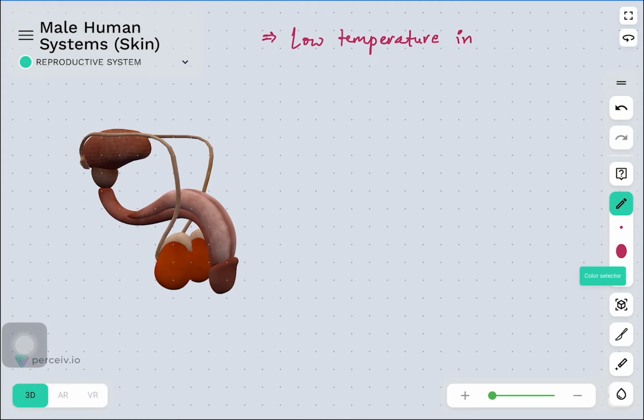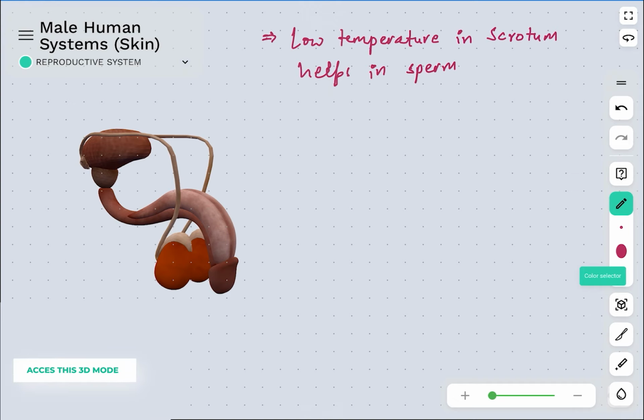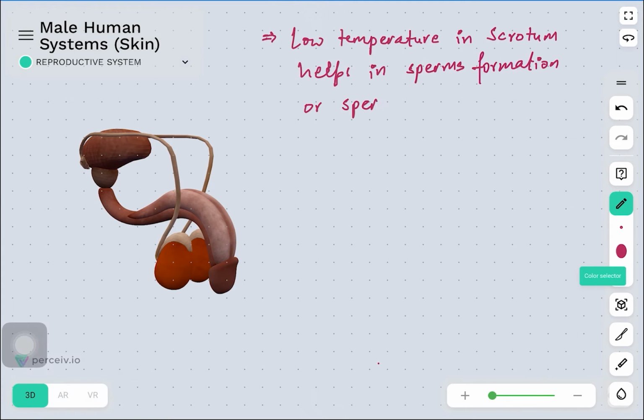Low temperature in scrotum helps in sperm formation. That means male gametes formation, which is also known as spermatogenesis. All right. So this is their importance.